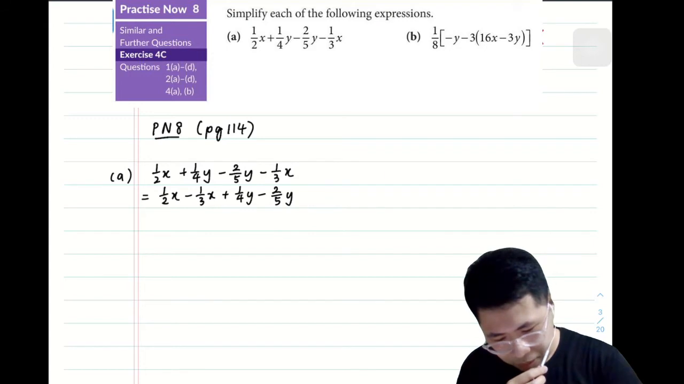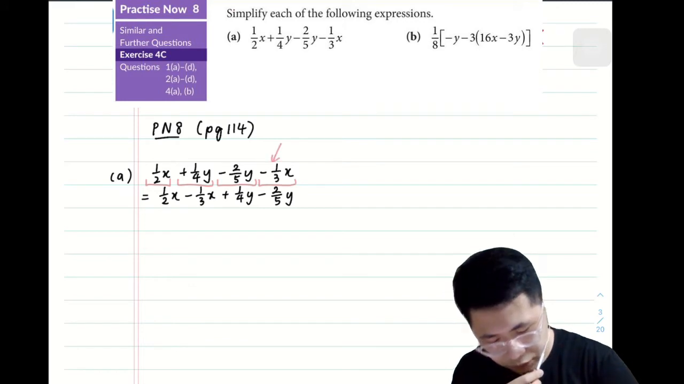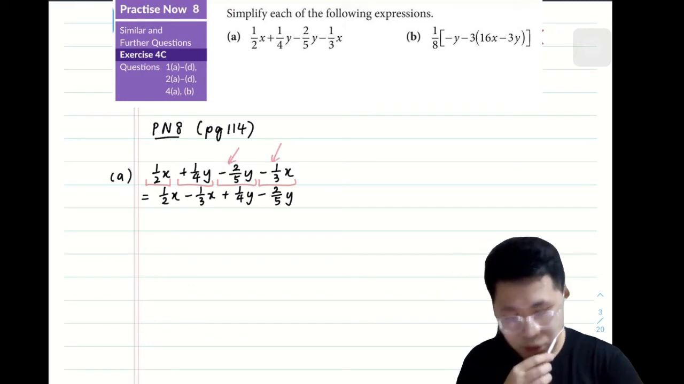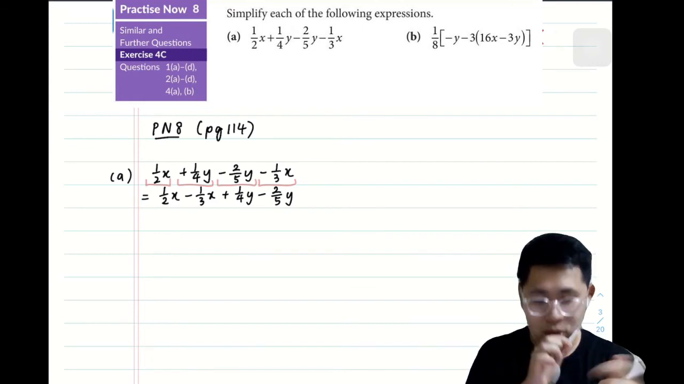Alright, so remember, when you rearrange, the sign will always follow the term, because the coefficient of this is negative 1/3, the coefficient is negative 2/5, and so on. So the signs will follow the terms themselves.